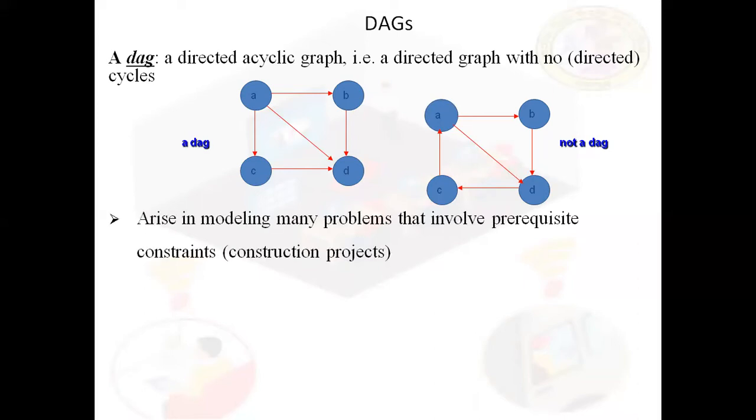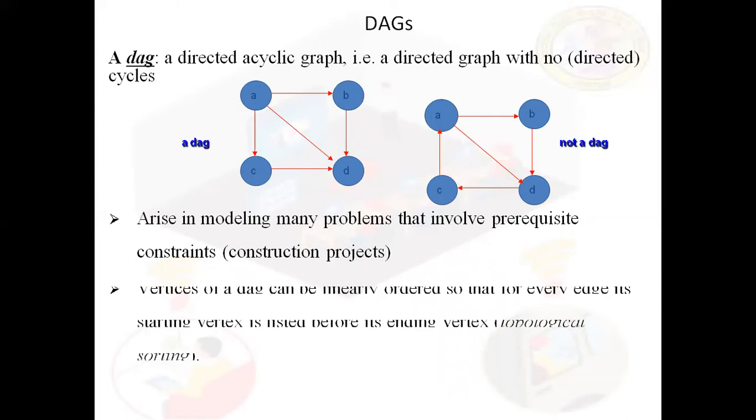We are going to use this type of modeling in many problems where we have prerequisite constraints, like in construction projects, which are time-bound projects, where one sub-problem needs to be started only after the completion of the previous one. So in such modeling problems of construction projects, we use these directed acyclic graphs.